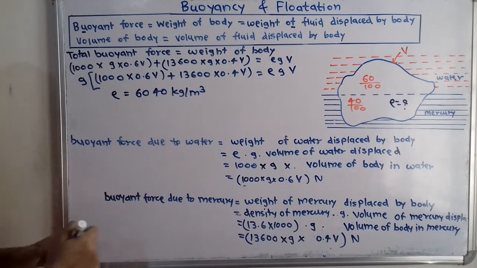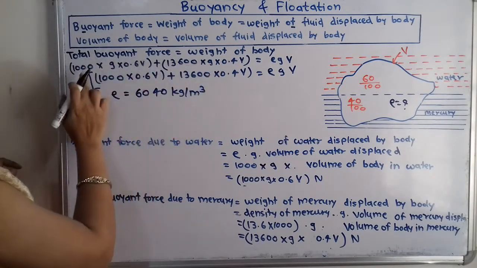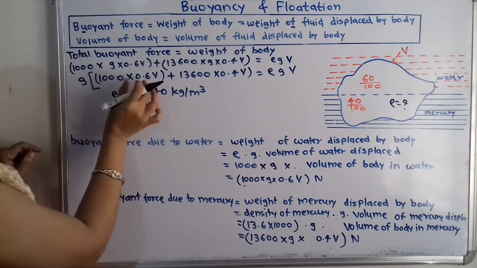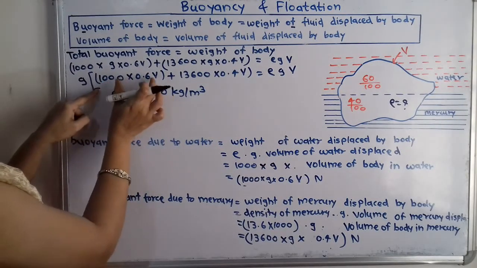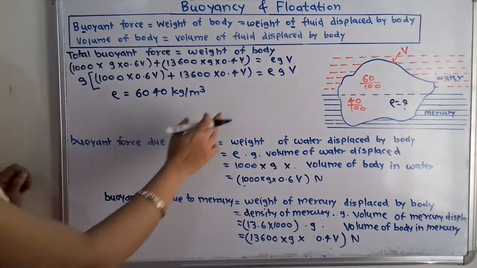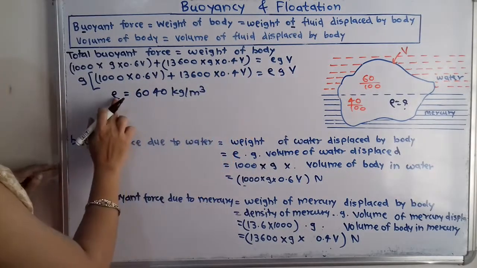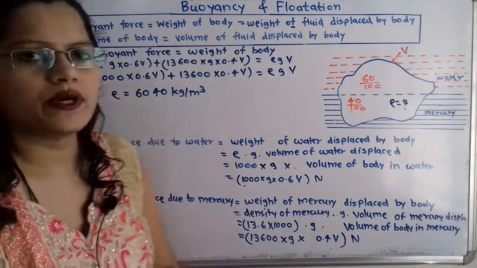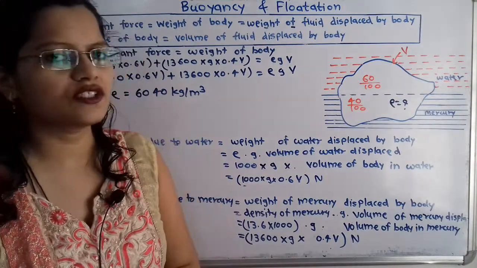If we simplify this, we take g as common, then g and g get cancelled, and when we solve this we get a term in terms of V. Again V and V get cancelled, and the remaining term is rho. So rho is equal to 6040 kilogram per meter cube. This is the density of the body.